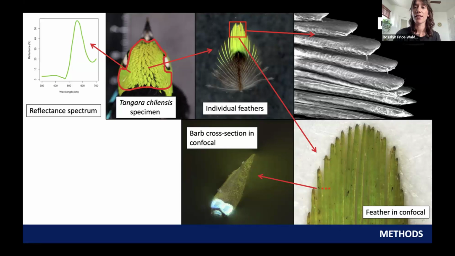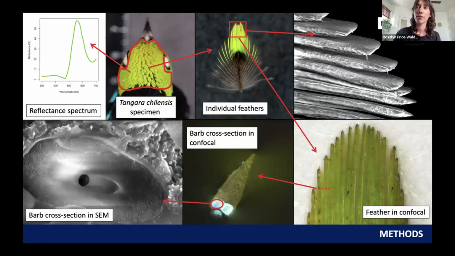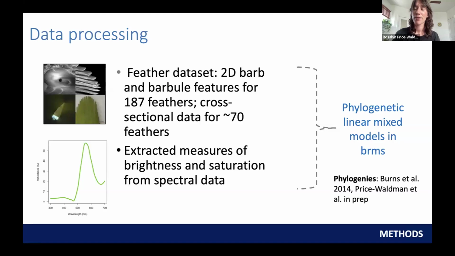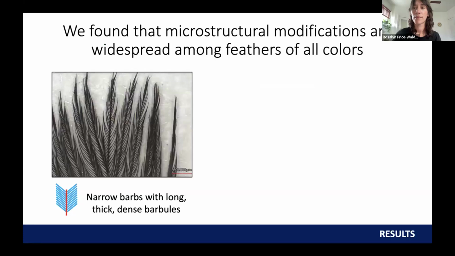So here you can see how this yellowish carotenoid pigment is layered on top of these blue reflecting nanostructures to produce the green color of the feather. And then I finally imaged these cross-sections in the SEM to really look at the nanostructures and make sure that I understood the physical basis of color production in each feather. So in the end, what I had was a really big data set capturing 2D and 3D elements of microstructure. And I also had color data for the patches, which I summarized in terms of brightness and saturation. So I took all these data and I analyzed them using Bayesian phylogenetic multi-level models.